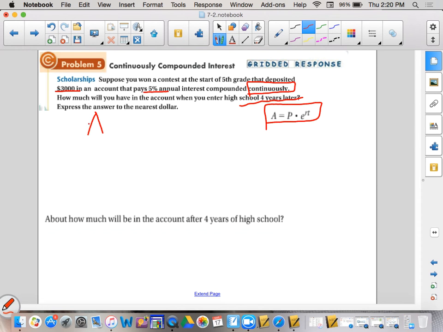So I have my formula: A of t equals P times e raised to the rt. I need to put the information where it goes, then I need to solve it. That's all I have to do. So what is my principal amount, or the amount that I started with? $3,000.